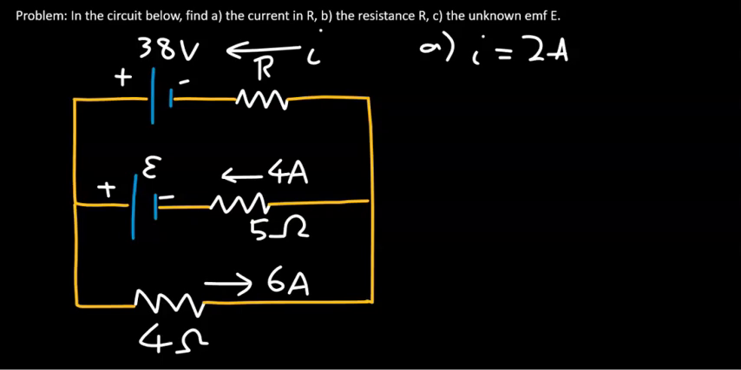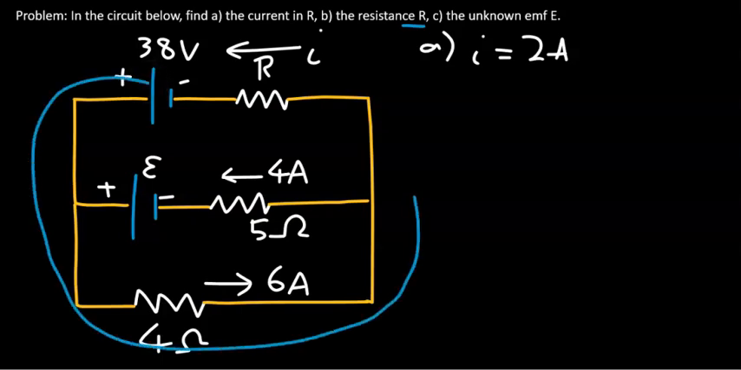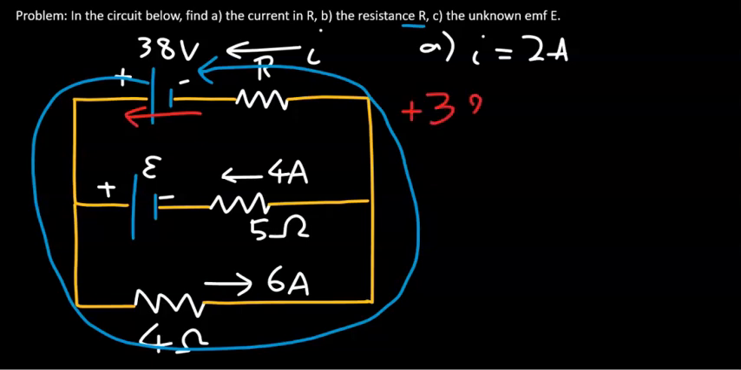Now let's do part B, the resistance R. To do that, we can employ the loop rule. Let's create a loop through the outer part of that circuit, like that. So that is a complete loop. And let's see how many components we are going through. In completing that loop, we will travel through the 38-volt battery in that direction. So that's going to pick up a plus 38 volts in potential difference.